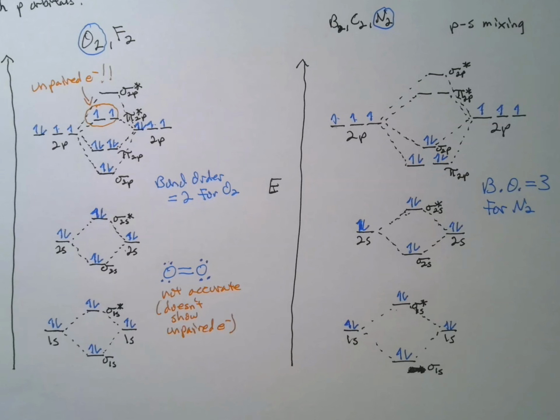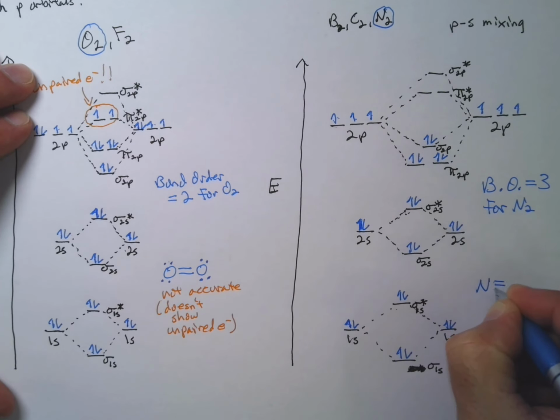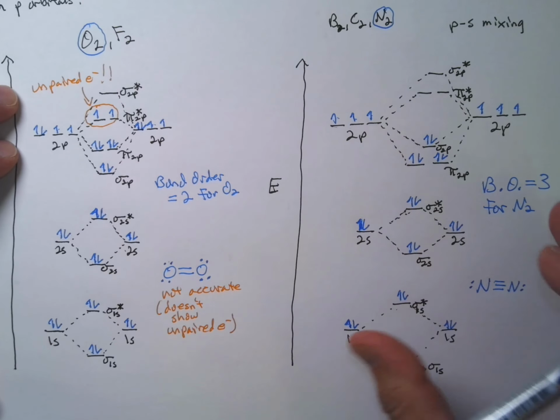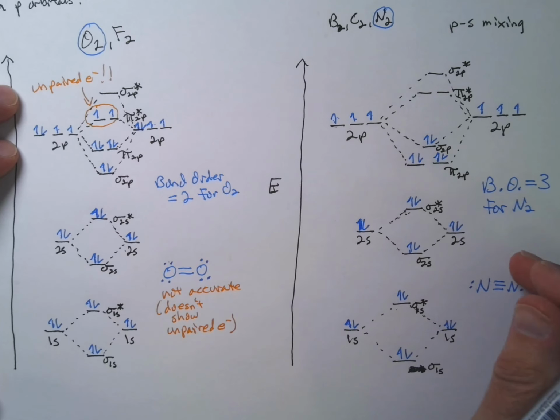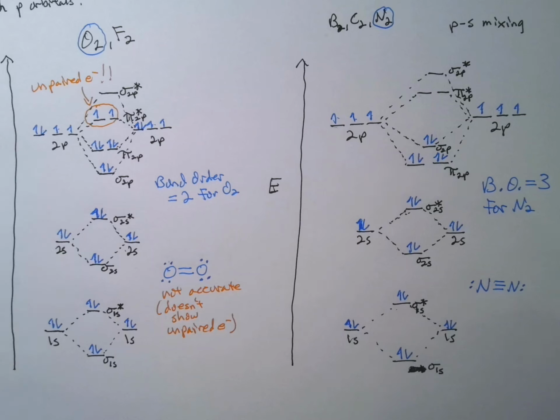All right, now let's see what else I wanted to talk about. Oh yeah, the Lewis structure here is N, triple bond N, like so. And that's consistent with the molecular orbital picture. So in this case, both the Lewis structure and the molecular orbital picture give us a pretty accurate representation.